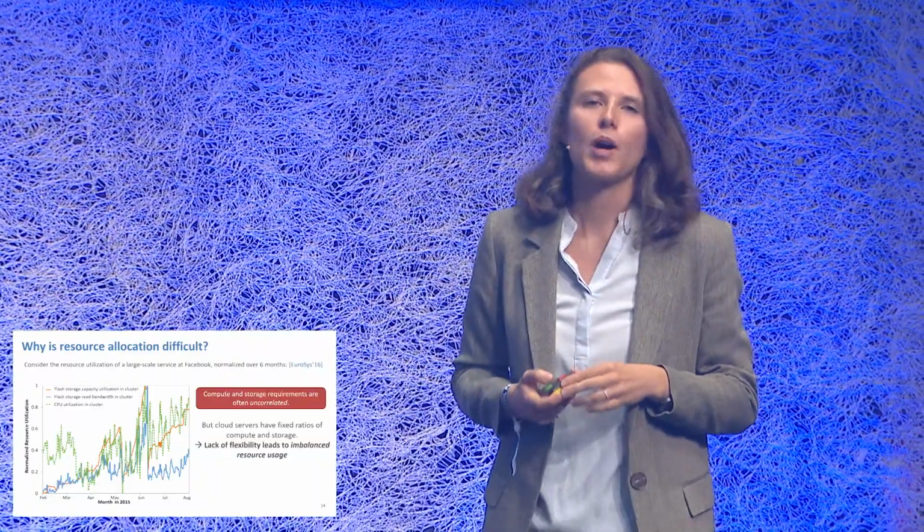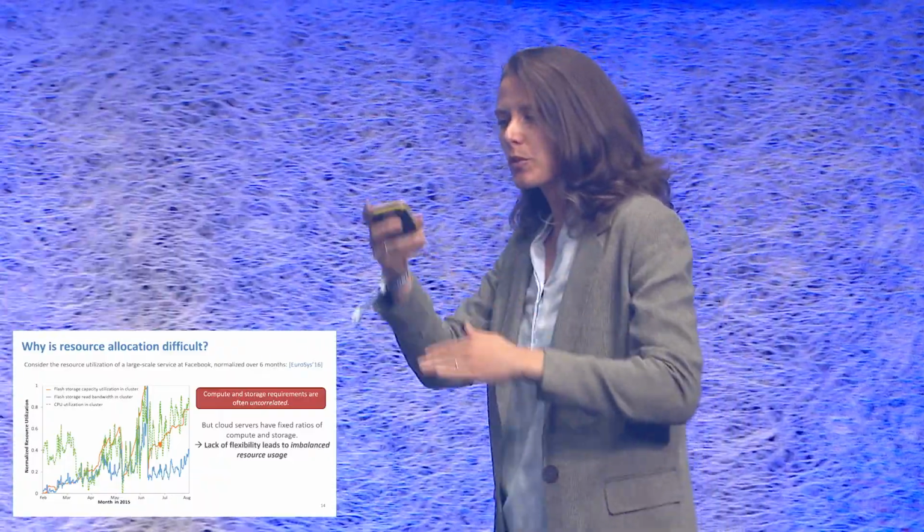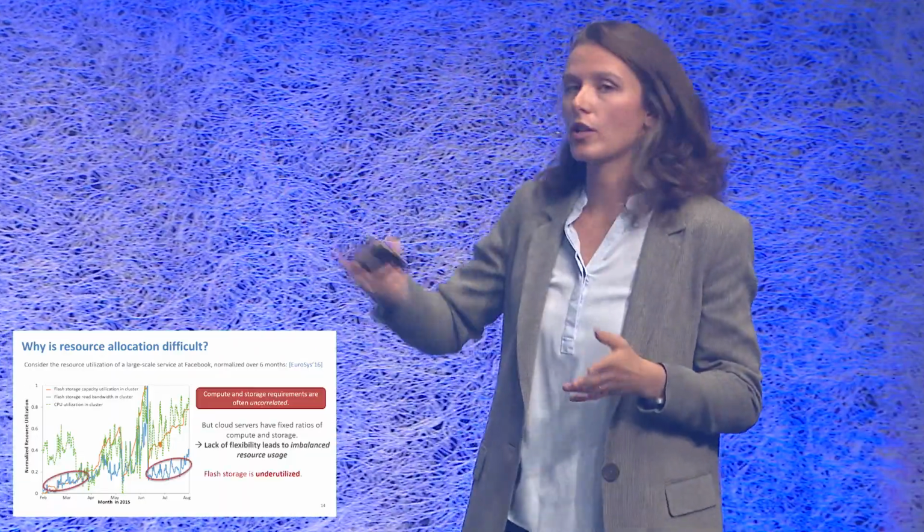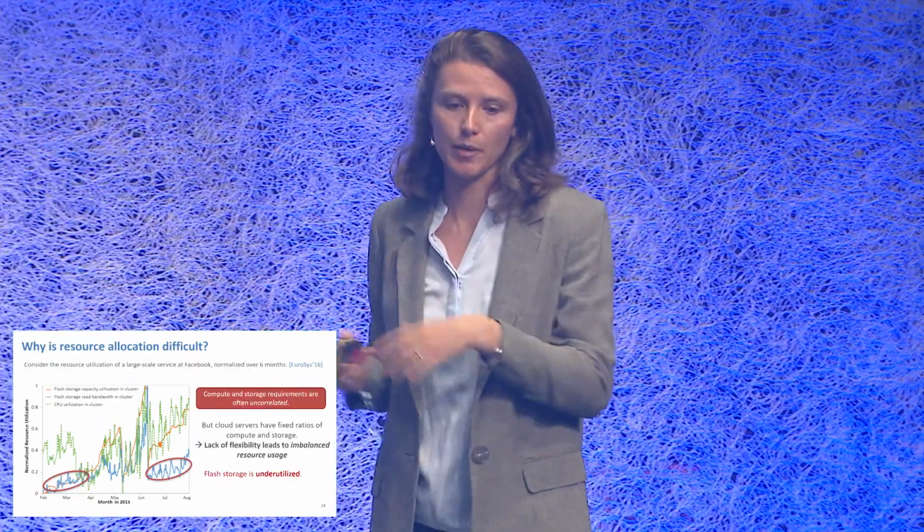So the fundamental problem here is that resource requirements vary dynamically over time, but the physical machines that we actually run our code on have a fixed ratio of resources, right? When we build the hardware, we have to decide how many CPU cores, how much memory, how much storage. And so inevitably, this leads to an imbalance in resource usage, and therefore, we're underutilizing the physical machines in the cloud. And here's an example. Flash storage is underutilized for long periods of time in this particular example.